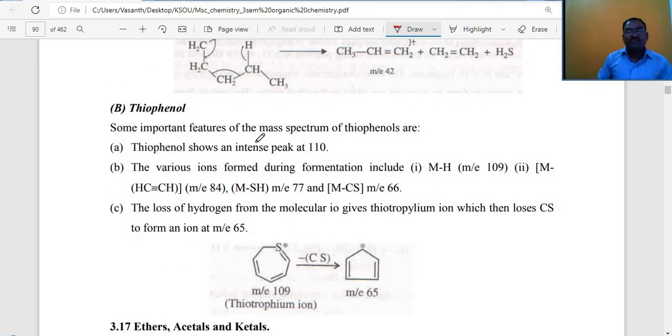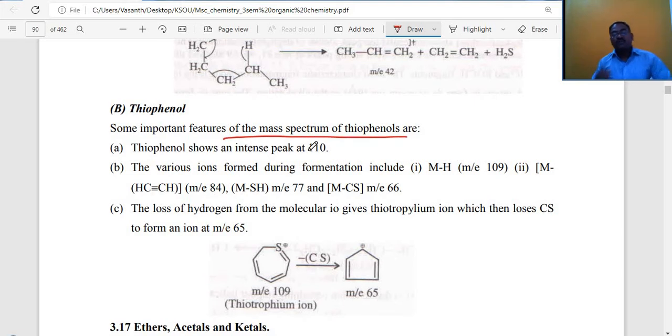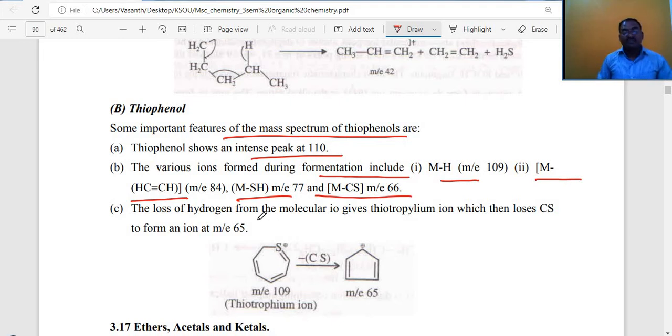Thiophenols: I will list some important features. Thiophenol shows an intense peak at 110. The various ions formed include M-H, M-C2H2, M-SH, M-CS, etc. The loss of hydrogen from the molecular ion gives the thiotropylium ion, which then loses CS to form an ion at m/e 65.